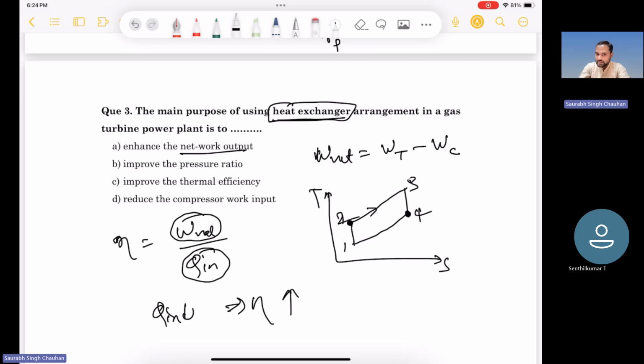Improving the pressure ratio? No, we are not doing anything with the pressure ratio here. So we are increasing the thermal efficiency. And the fourth part is reducing the compressor work input. Again, we are not disturbing the compressor and we are not disturbing the turbine.